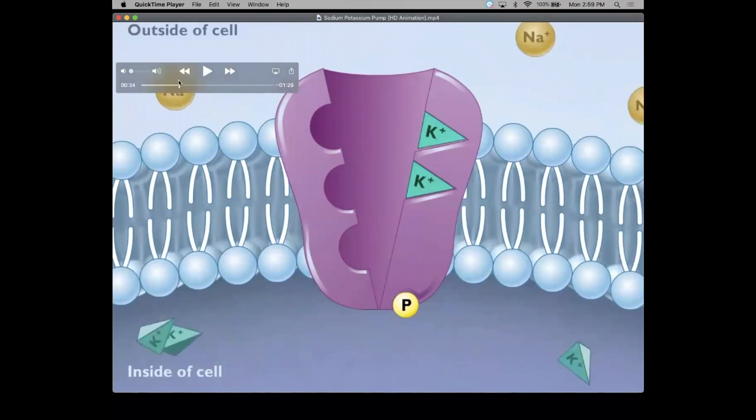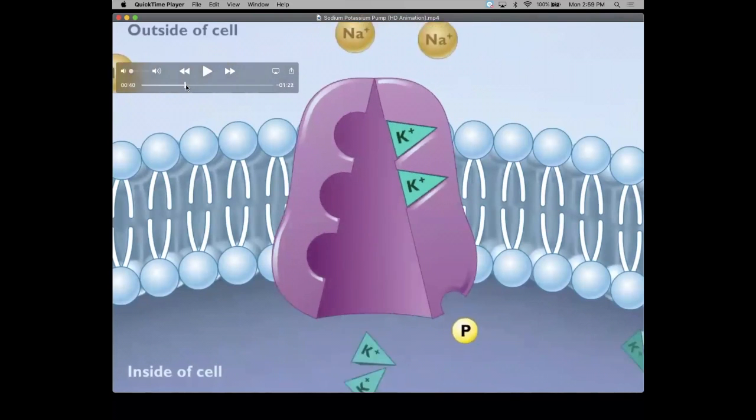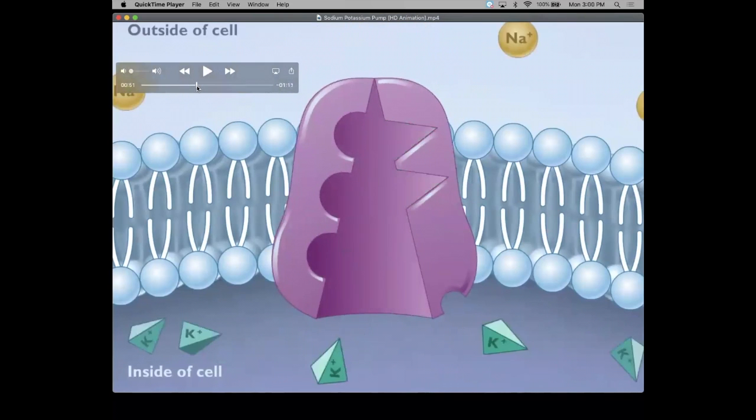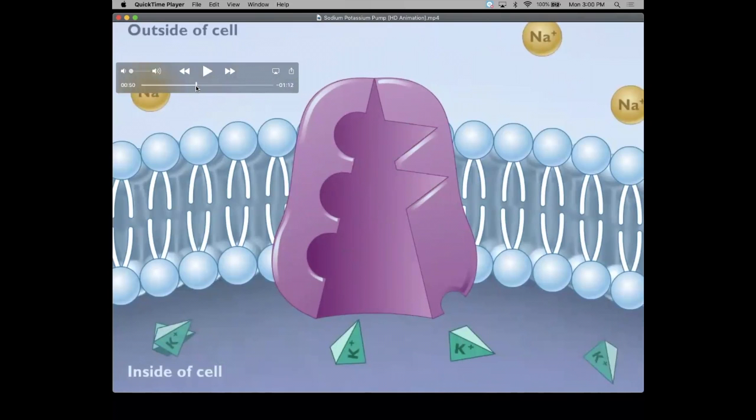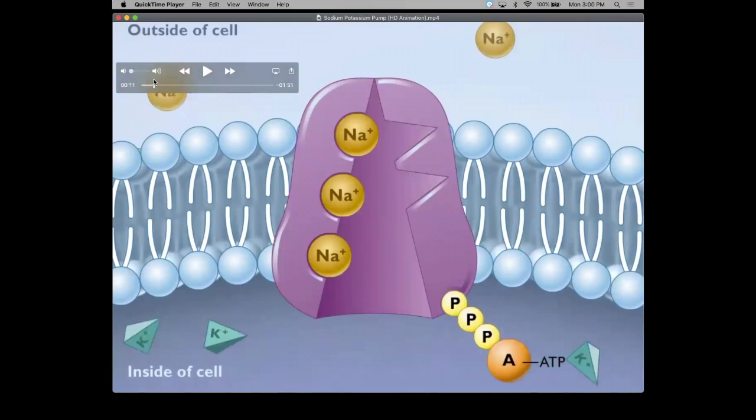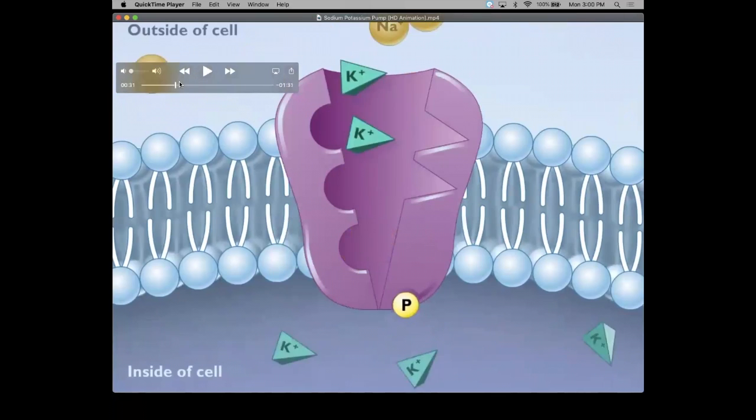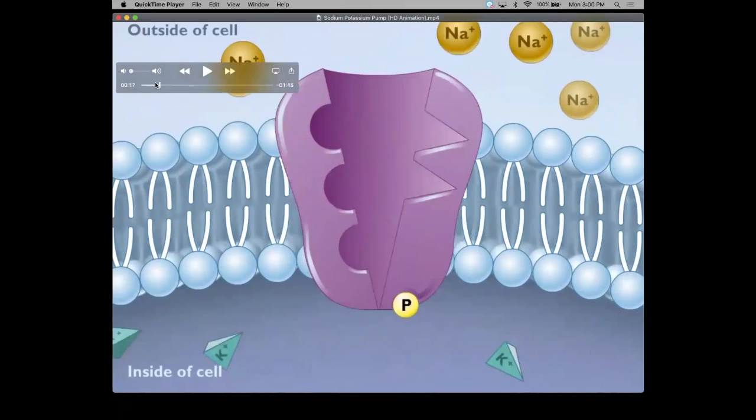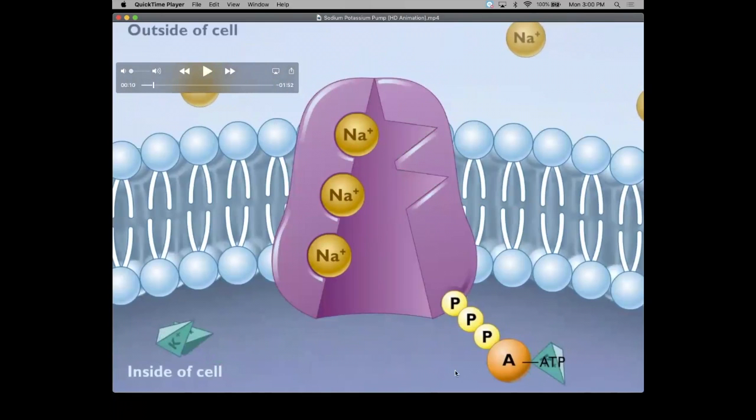Potassium comes in, and when the energy of this phosphate runs out, the protein changes back, and the potassium is now inside the cell. This is why this is called a sodium-potassium pump. Sodium because it kicks sodium out, potassium because it forced potassium in, and it's a pump because we are using our own energy to make it work, just like a bike pump.